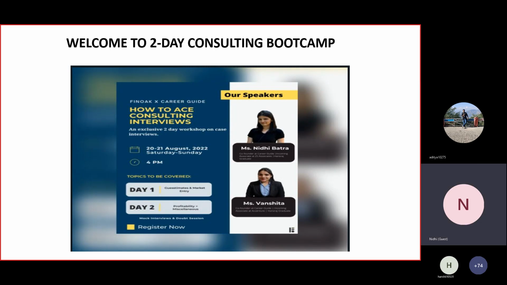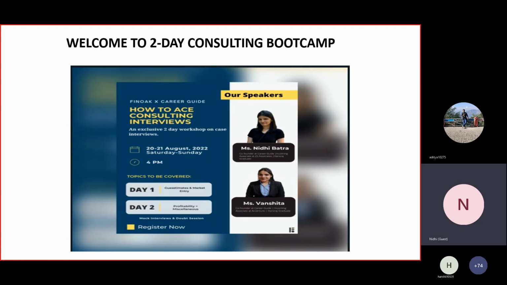Apart from that, coming to the ZS ka proper case structure. Now, what happens specifically in ZS, which is relatively different when we talk about other companies like Bain, Accenture, because in ZS, first of all, there will be an entire case solving session, in which the case that will be asked will not be profitability, market entry, guesstimate, aisa case nahi hoga. What will happen is they'll give you 1 hour, total 1 hour.